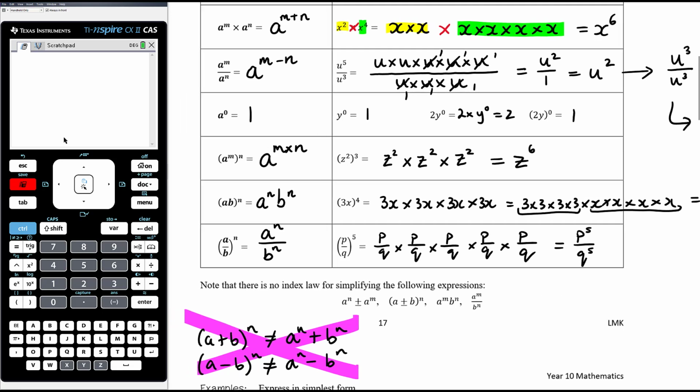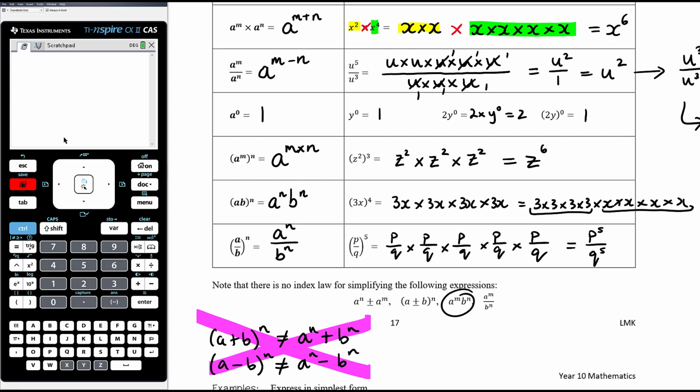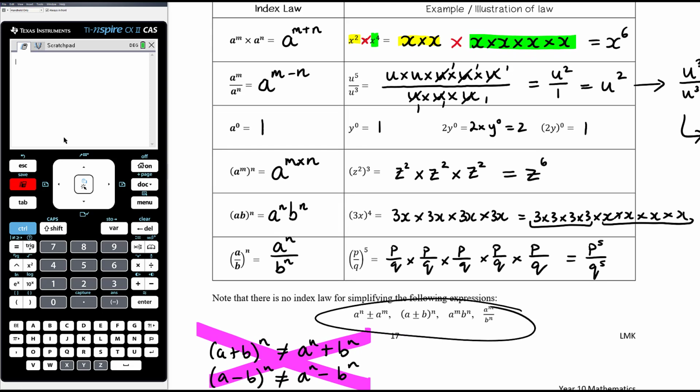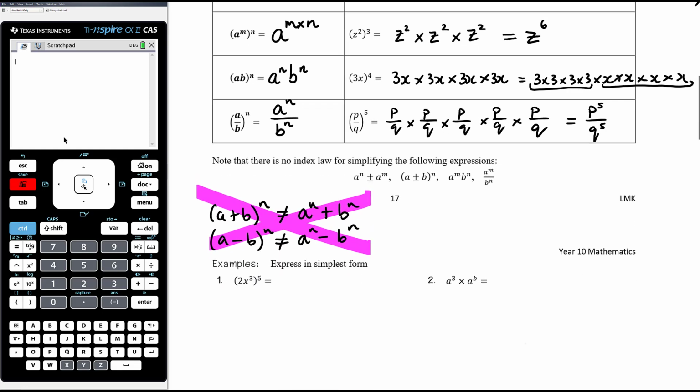Similarly, if you have different bases, there's nothing you can do about that. If you are adding or subtracting things with the same base, there's also nothing we can do about that. So 2 to the power of 2 plus 2 to the power of 7, there's no index law for that. You just work out what 2 squared is and what 2 to the power of 7 is and you add them together. So being clear about what you can do, but also what you can't do, what there aren't index laws for.